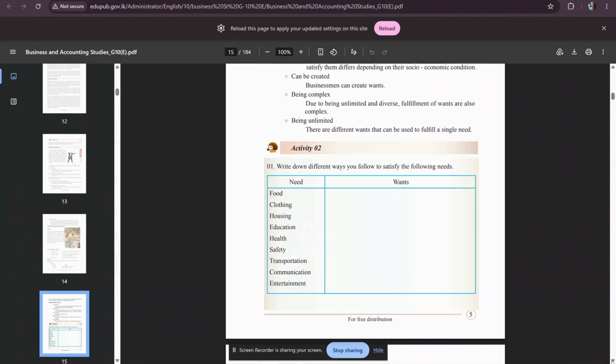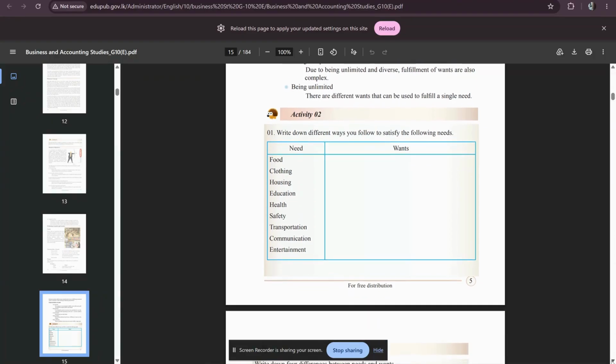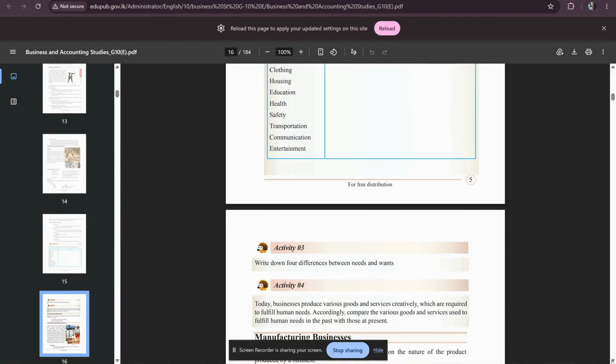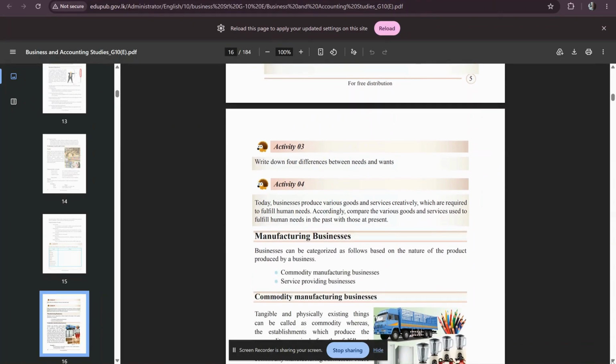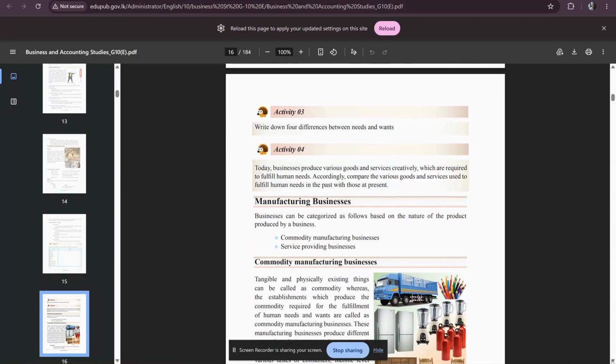Activity 2. Write down the different ways you follow to satisfy the following needs: food, clothing, housing, education, health, safety, transportation, communication, and entertainment. In terms of education, your want would be to listen to my readings or audios. Activity 3. Write down 4 differences between needs and wants. Activity 4. Today's businesses produce various goods and services creatively which are required to fulfill human needs. Accordingly, compare the various goods and services used to fulfill human needs in the past with those at present.